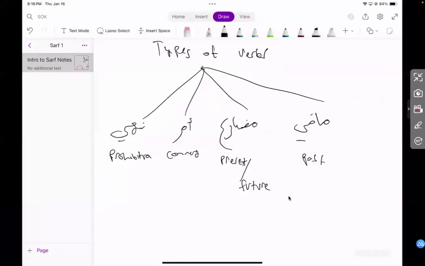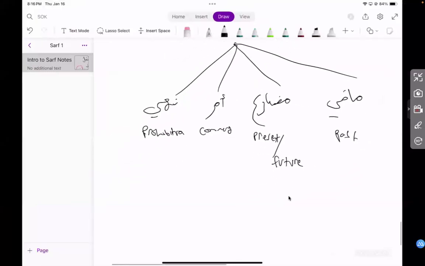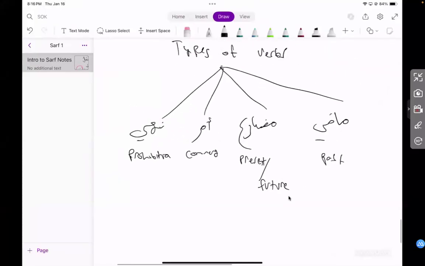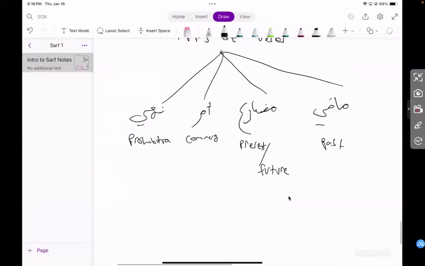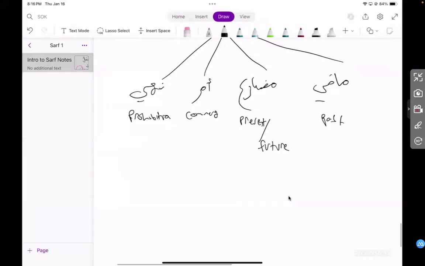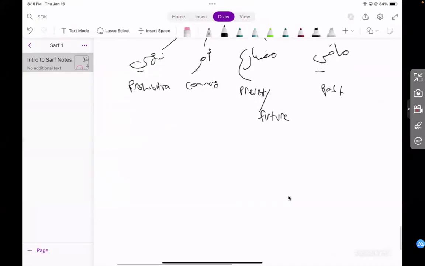Okay. All right. Madi, Mudari, Amar, Nahi. So these were your basic building blocks, and I believe we've gone through basically all of them. The last class we discussed Amar. Nahi is also very similar, although I don't think we discussed it, but Amar and Nahi are always paired together and are very similar, just one for prohibition and one for command.